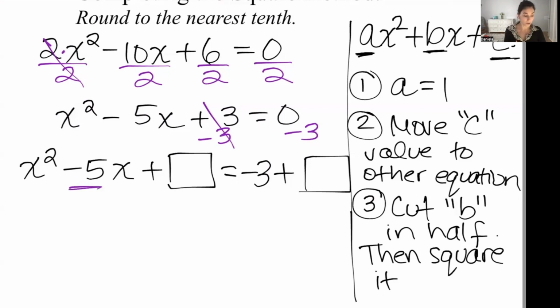So on your calculator, divide by 2, that's negative 2.5. And then you're going to square it, right? Squaring something means multiplying by itself. So negative 2.5 times negative 2.5 is going to give us a positive 6.25. Now, I do just want to add that whenever you do this step, you better always get a positive number, because when you square a number, it's always positive.